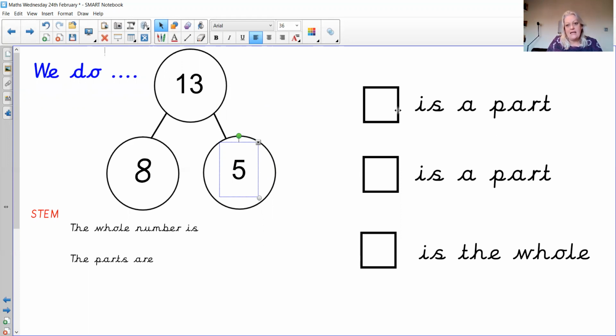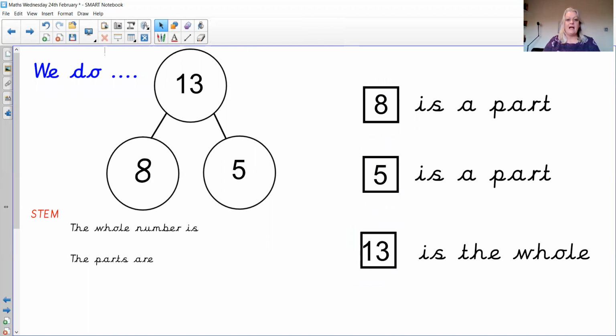So filling out the missing boxes, can you tell your grown-up what numbers are the parts and what number is the whole? That's right. We have 8 is a part. 5 is my other part. And my whole number is 13. So using the STEM language with me, the whole number is 13 and the parts are 8 and 5. Brilliant.